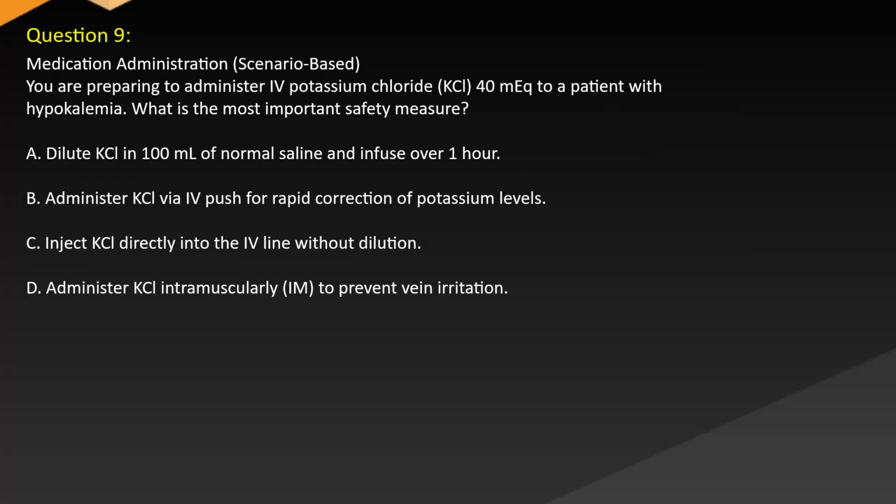Question 9. Medication administration scenario-based. You are preparing to administer potassium chloride (KCl) 40 mEq to a patient with hypokalemia. What is the most important safety measure? A. Dilute KCl in 100 ml of normal saline and infuse over 1 hour. B. Administer KCl as a rapid IV push for rapid correction of potassium levels. C. Inject KCl directly into the vein without dilution. D. Administer KCl intramuscularly to prevent vein irritation.